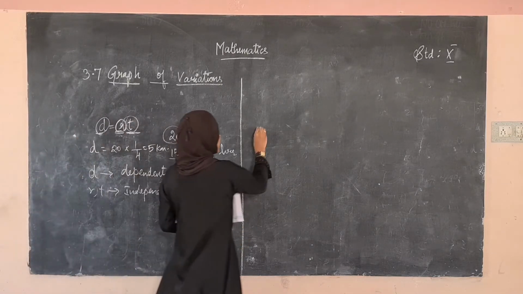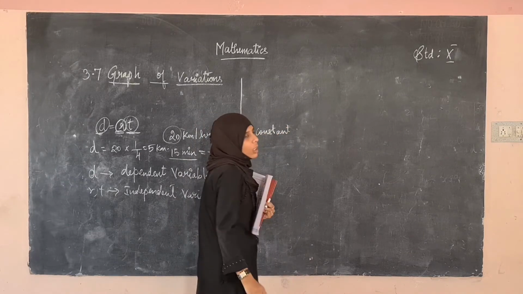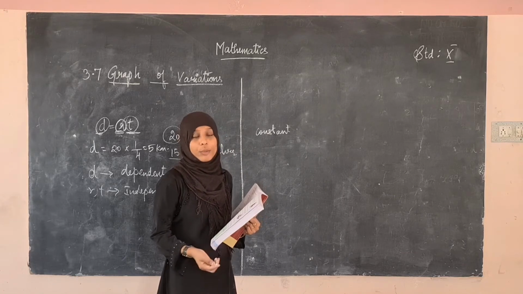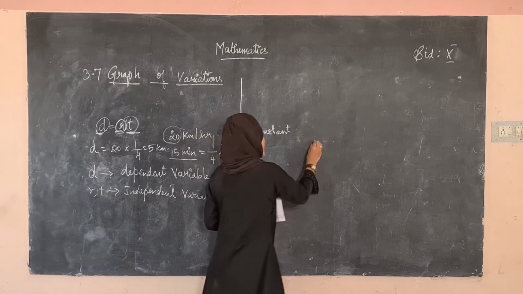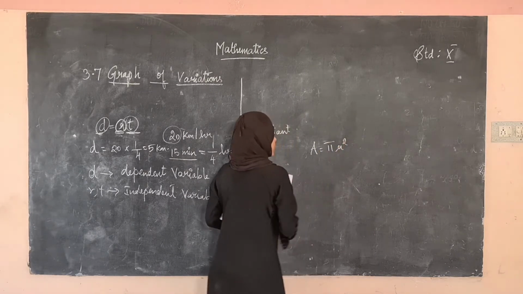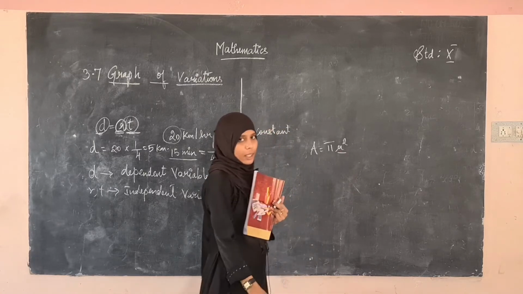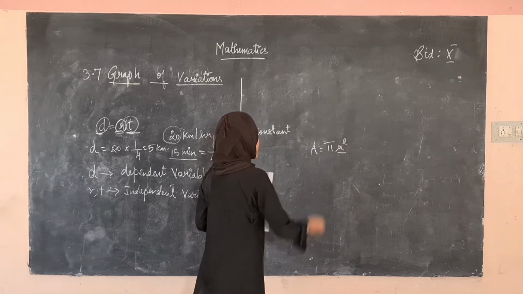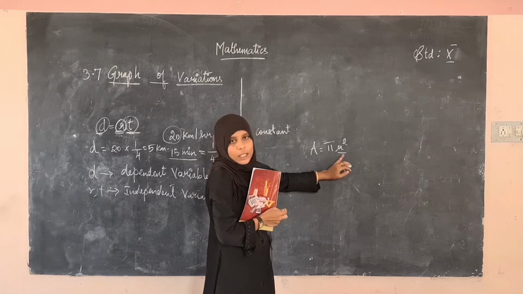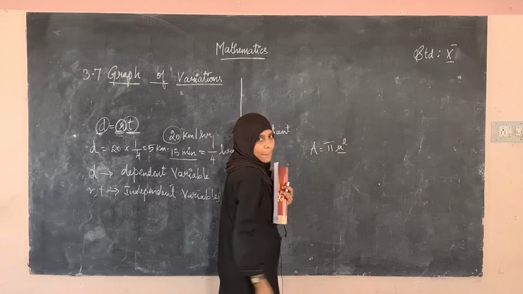Then, what about constant? What is the constant of an equation? Now, what is the equation for finding the area of the circle? A is equal to pi r square, right? See here, R is the independent variable. We can take it directly from the circle, and A is the dependent variable because it depends on the value of pi and r. But here this pi doesn't depend on anything, right?